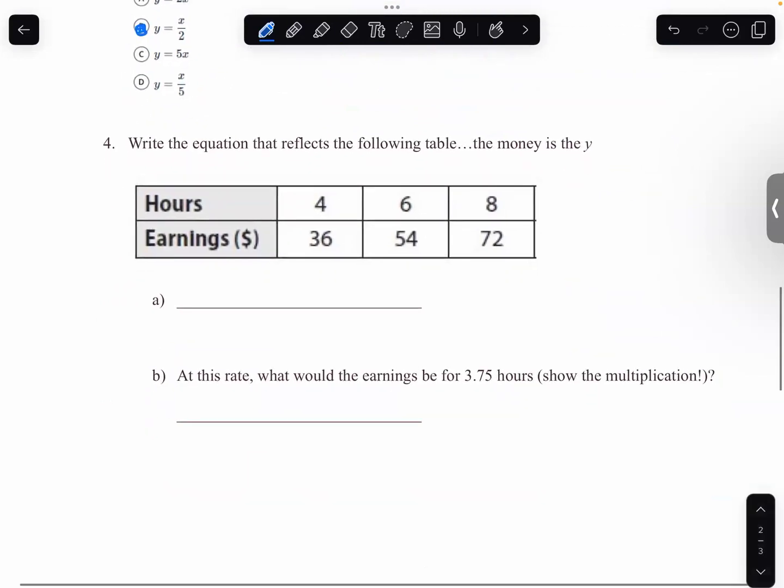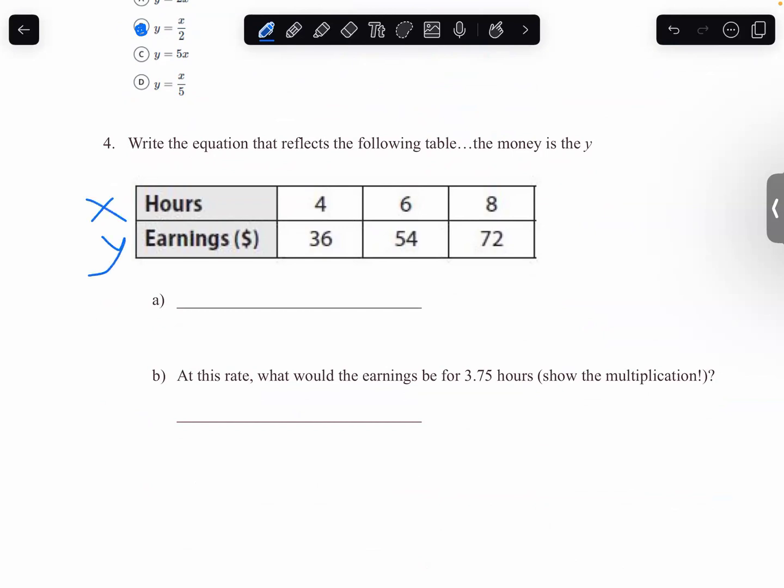Okay, next one. We're looking for the equation here. So notice that this is x, y like this. Money is pretty much going to be the y unless someone tells you otherwise, which they shouldn't. So the y's are what to all the x's? Okay, so here, this is 4 times 9 times 9 times 9. So all the y's are 9 times all the x's. So the hours times 9 equals the earnings.